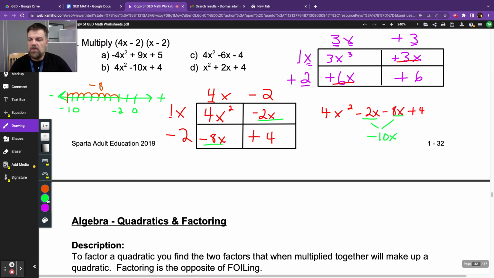So then this does not combine with anything. So you have 4x squared, and then this doesn't combine with anything, plus 4. What answer is that? That's B. I had C. I think if you do this number line thing, you'll get the right answer every time. That's all.